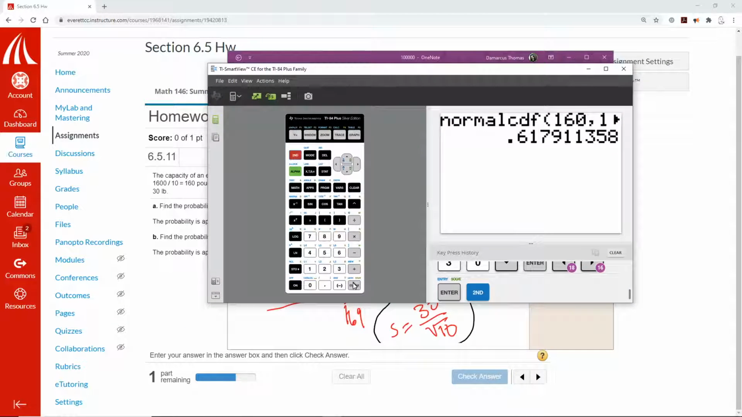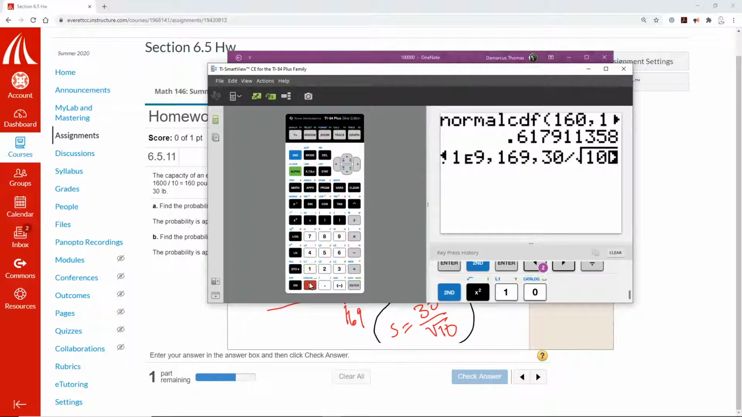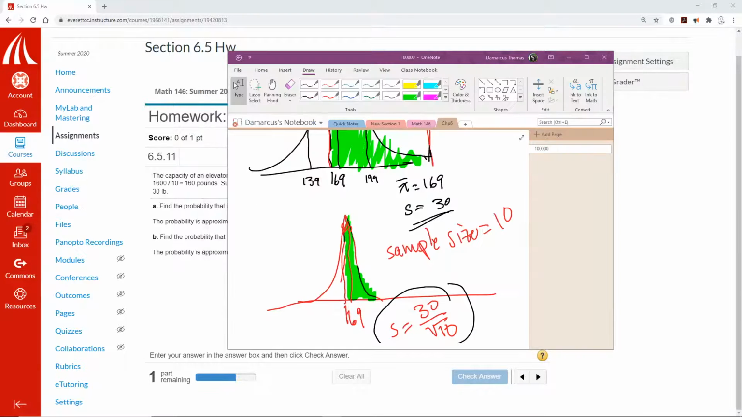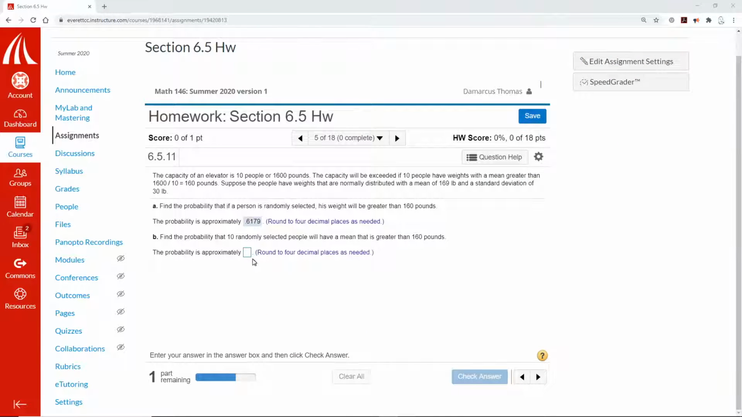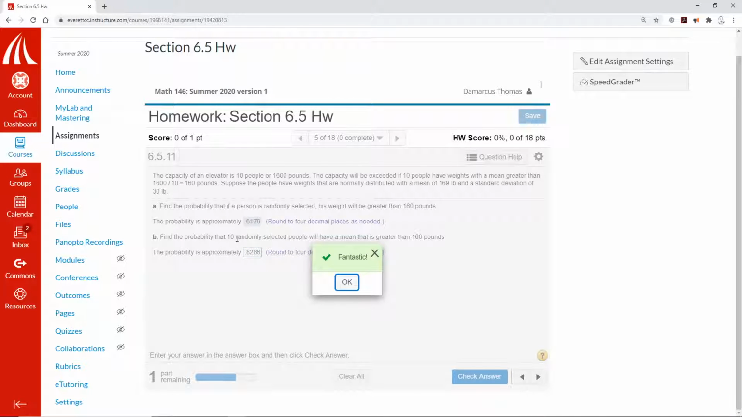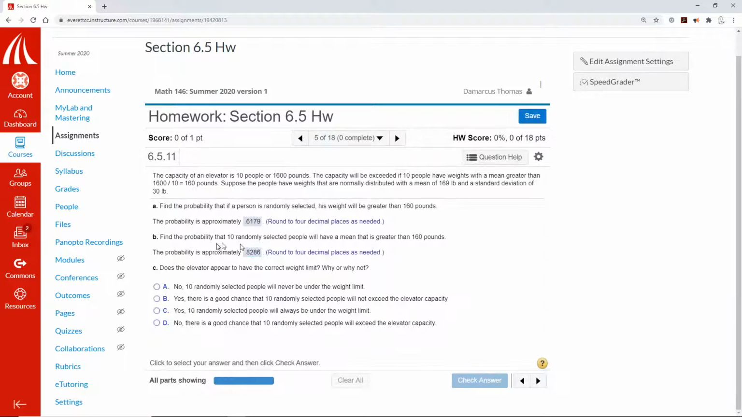I'm going to do a second entry. Keep everything the same, but I'm going to modify my deviation. It's going to be divided by the square root of 10. Close bracket. Everything else is the same. 0.8286. And this is where we pray, hope that we get it right. And there it is.